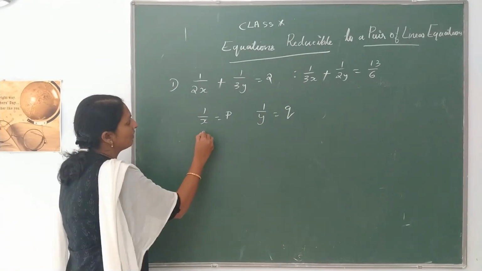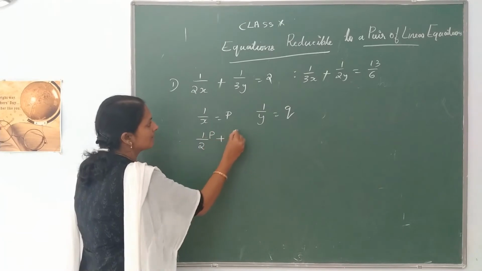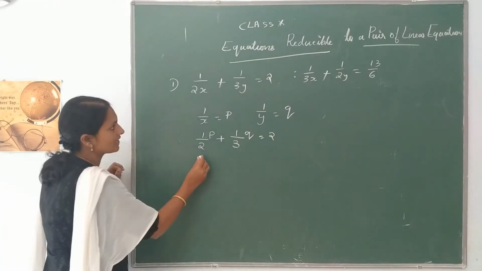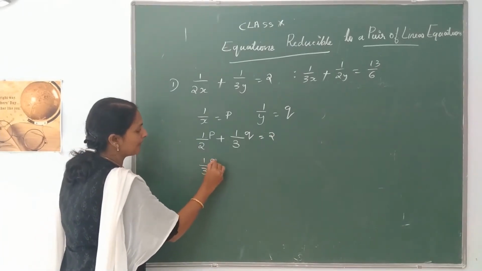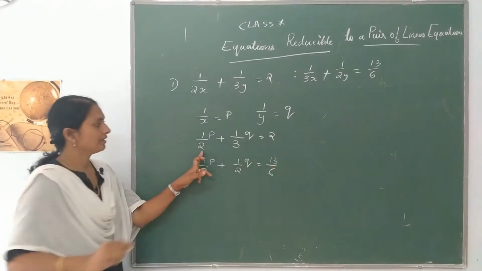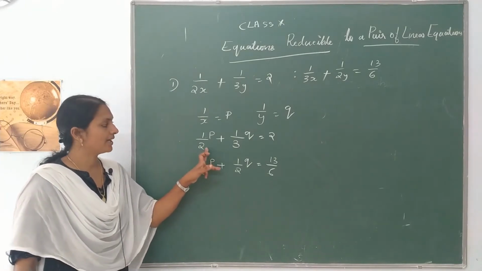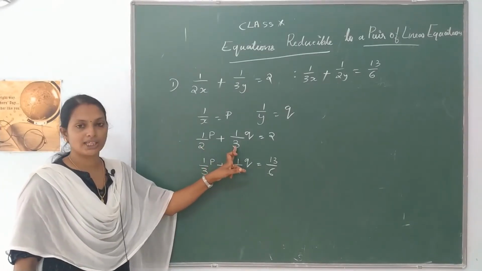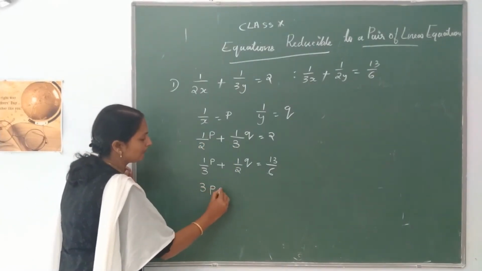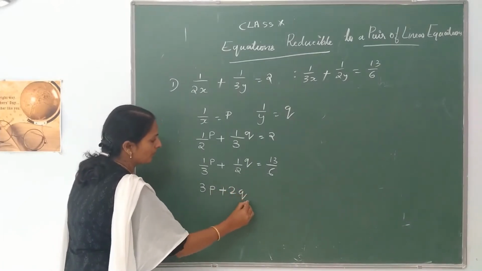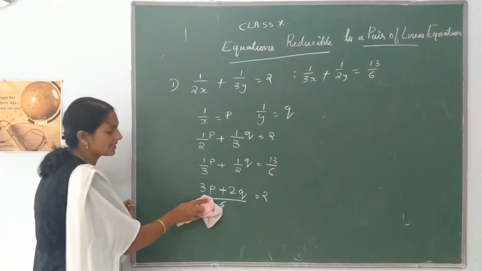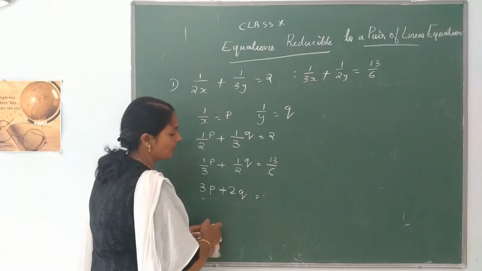That is 1 by 2p plus 1 by 3q is equal to 2. And the next equation, 1 by 3p plus 1 by 2q is equal to 13 by 6. Then first consider this equation and find the LCM. You know that the LCM of 2 and 3 is 6. Then we will get (3p plus 2q) whole divided by 6 is equal to 2. Transposing 6 to the RHS, that becomes 6 into 2, that is 12.